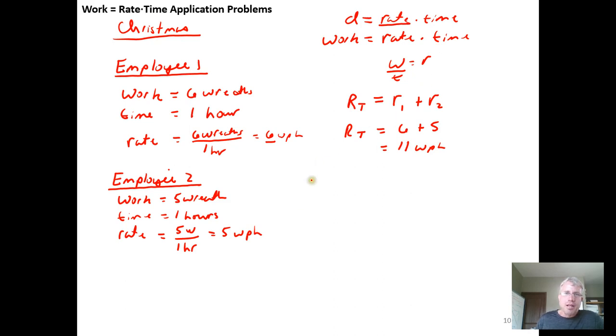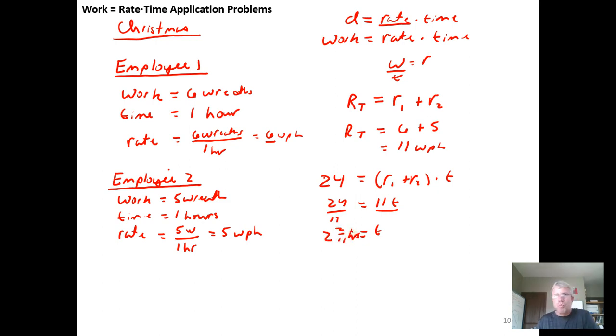So I can ask, a classic question would be to ask, how long will it take the employees working together to get the job done? And so one way we could do this is say, if I want 24 rees done, then that's going to equal the sum of their rates times time. I don't know how long it's going to take them to do it, but we know that the sum of their rates is 11, so we get 24 equals 11 times time. And you divide both sides by 11 to get time. And that's going to be 2 and 2/11 hours. So that's one way to conceptualize it, is doing this, the sum of their rates.